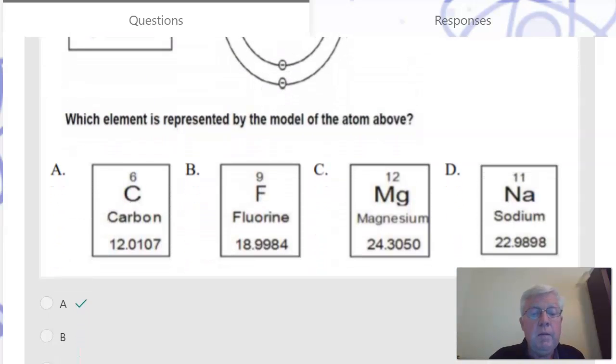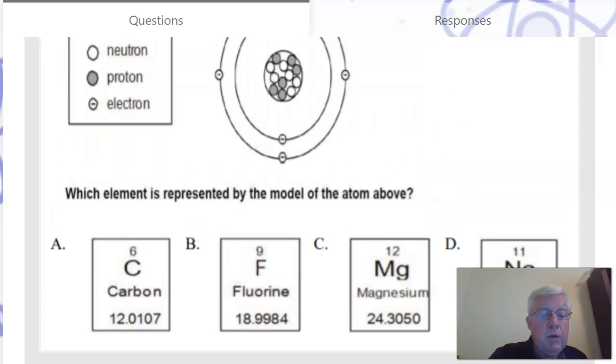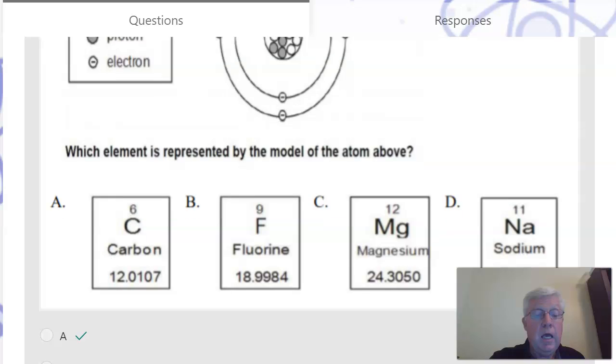It's got a whole bunch of 6s in it. Which element is represented by the model of the atom above? Well, it's carbon. Carbon has an atomic number of 6, and 12.01 rounds down to 12. So it has an atomic mass number of 12, so it has 6 neutrons. So, best answer is A.